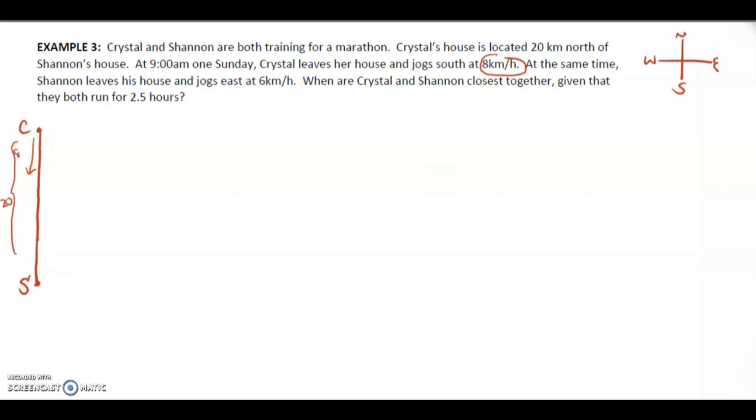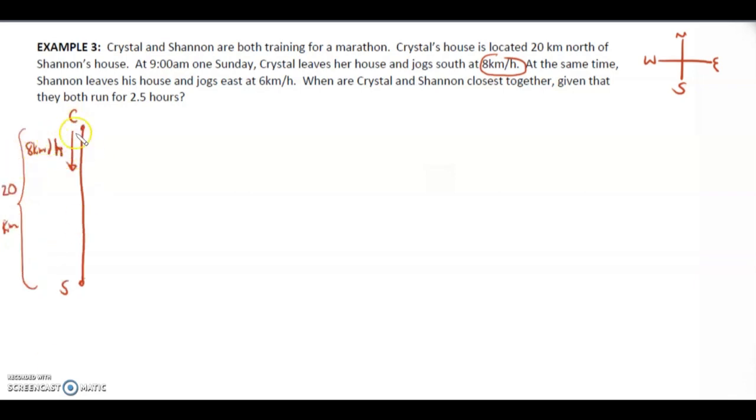I want to move this over. All right, there we go. So 8 kilometers per hour. At the same time, Shannon leaves her house and jogs east. So she's jogging over here, right? She's going this way at a rate of 6 kilometers per hour. When are Crystal and Shannon the closest together, given that they both run for 2.5 hours?